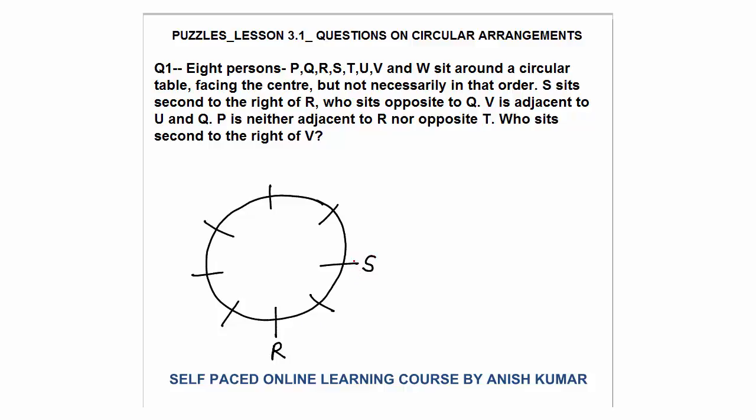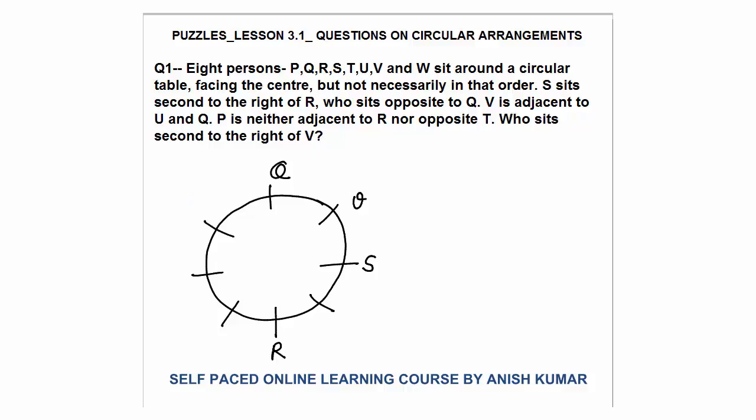Now R sits opposite to Q. Next line, V is adjacent to both U and Q. How can a person be adjacent to two persons? It means that V is sitting in between U and Q. A person is adjacent to two persons only when that person is sitting in between. So V is adjacent to both U and Q, which means V is in between U and Q.